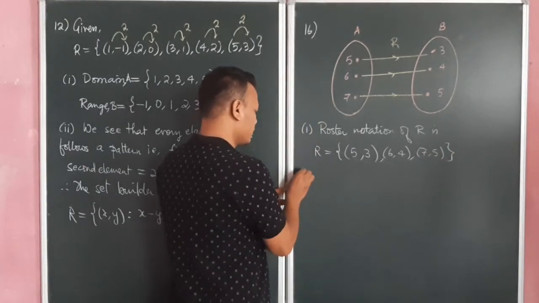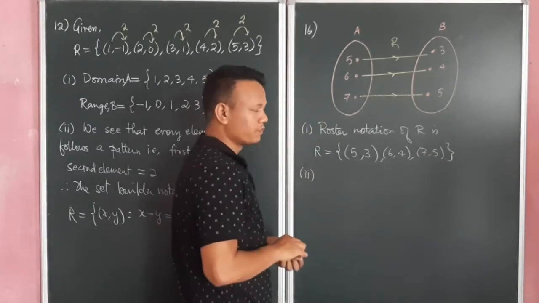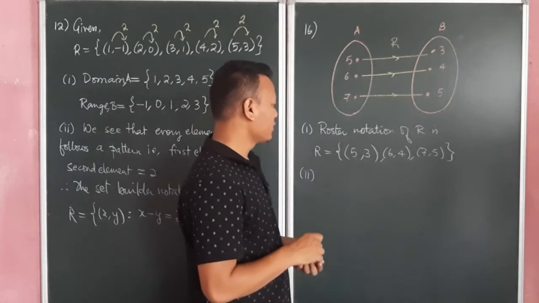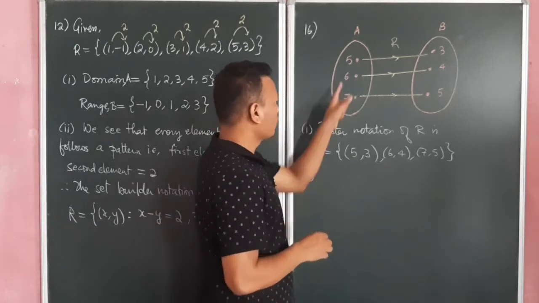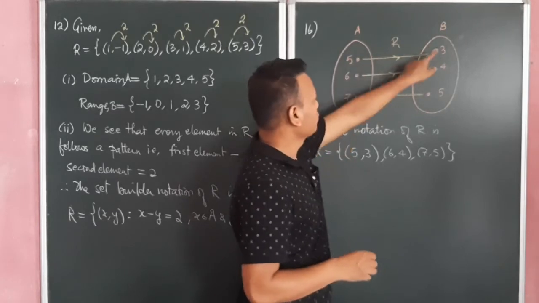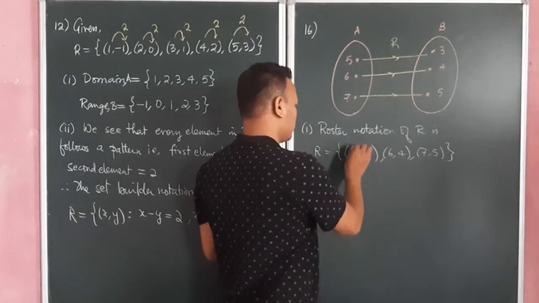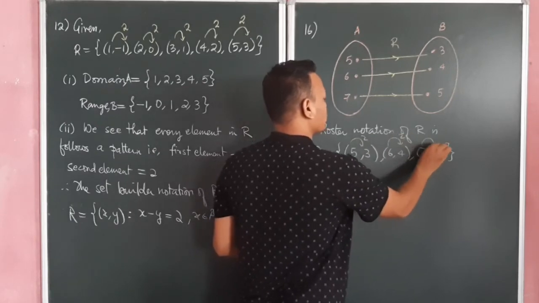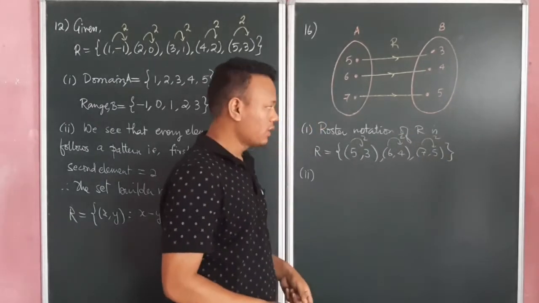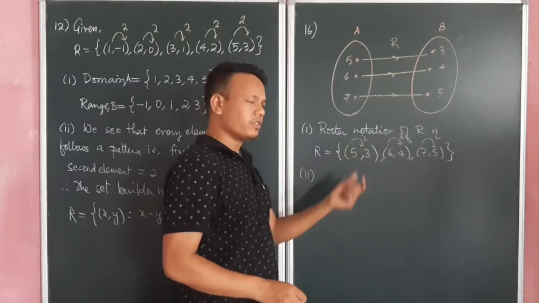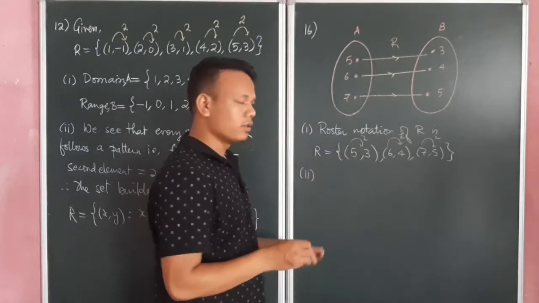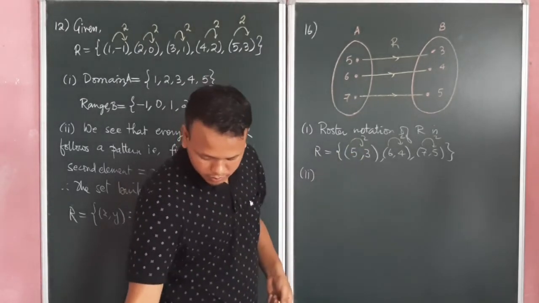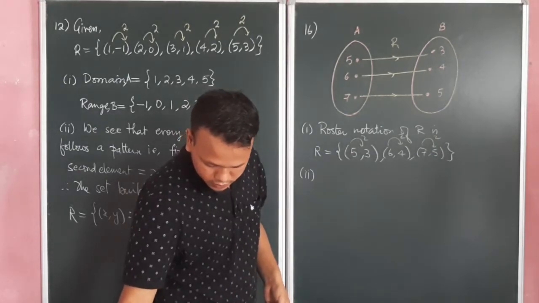Alright. So next is the set builder form. Again, let's see if there is any pattern out here. What will be the difference here? 5 minus 3 is 2. This is also 2. This is also 2. So we see that the difference is 2. So again the set builder notation will be similar to what we have done just earlier, right?